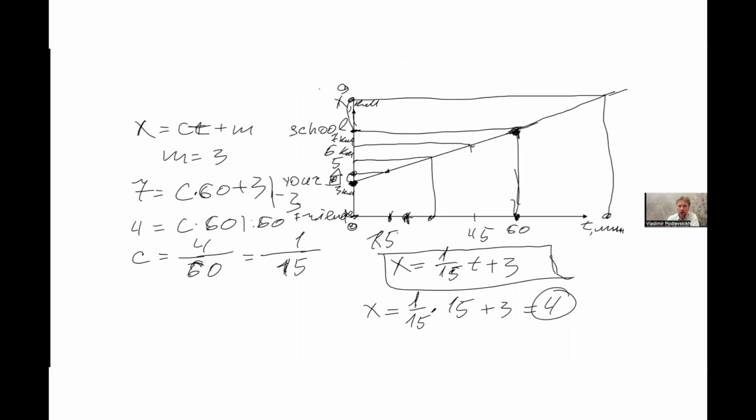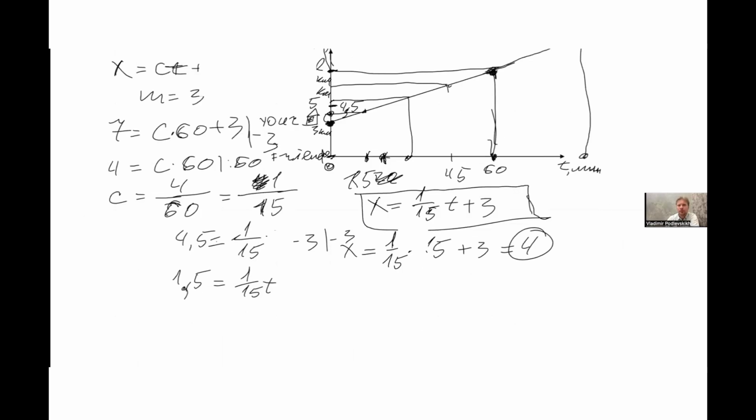We can do it vice versa. For example, we have a pretty shop at the point of 4.5 kilometers. And we want to know at which time of our departure we will get here. Let's find. This is already x, 4.5 equals 1 over 15 t plus 3, and we have to find t. Let's subtract 3 from both parts, and we'll get 1.5 equals 1 over 15 t, and to find t, we have to multiply both sides by 15.